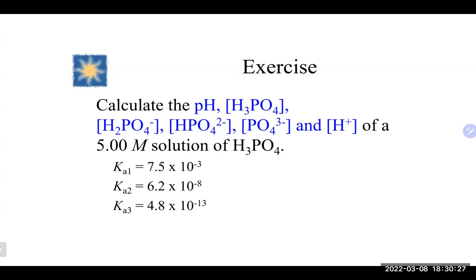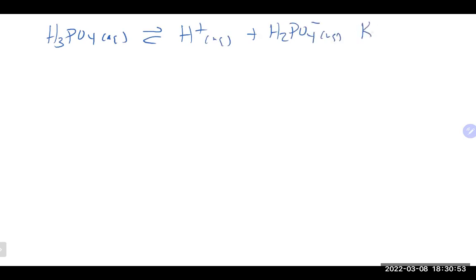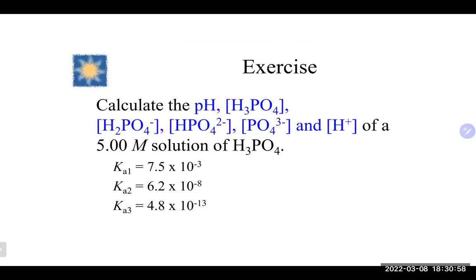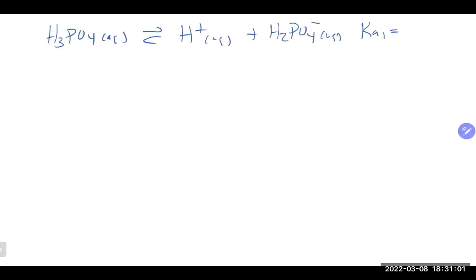The very first thing that's going to happen is the phosphoric acid is going to ditch one H plus. So we will have our H3PO4. It will give away an H plus, and it will leave us an H2PO4 minus. And this is our Ka1, which, as we saw on the previous slide, is 7.5 times 10 to the -3.